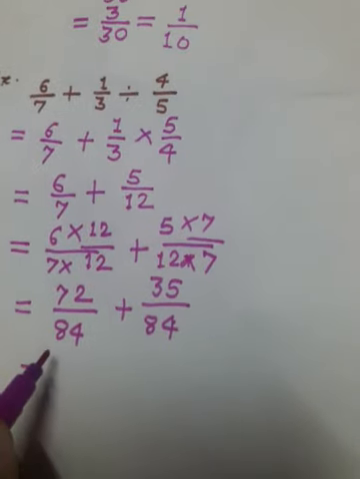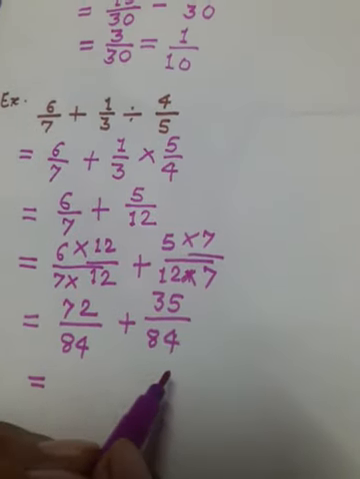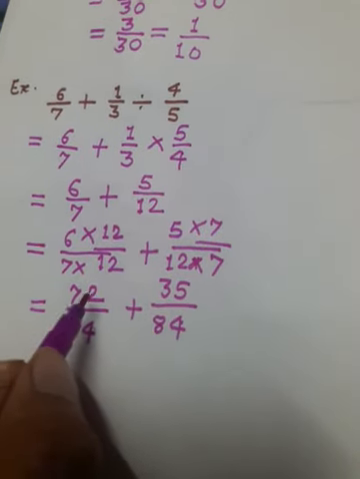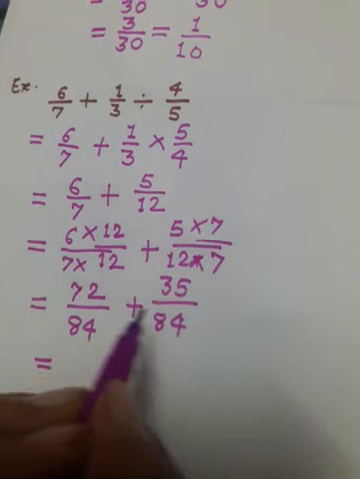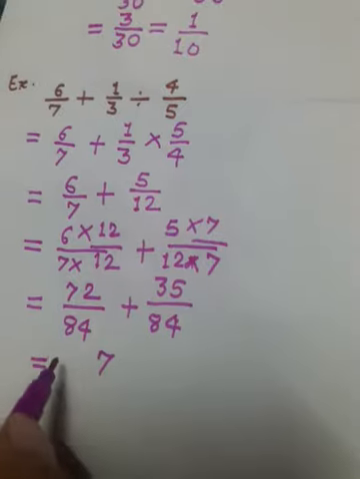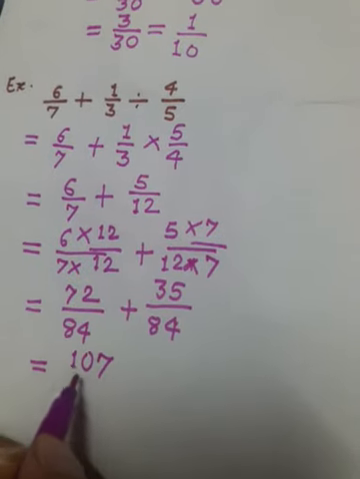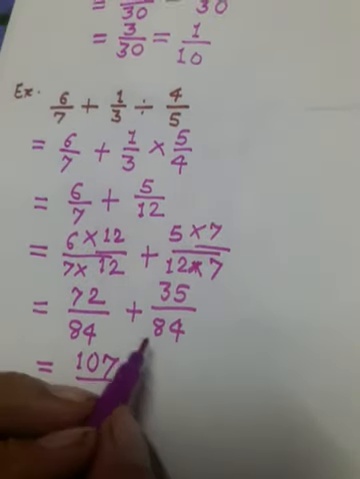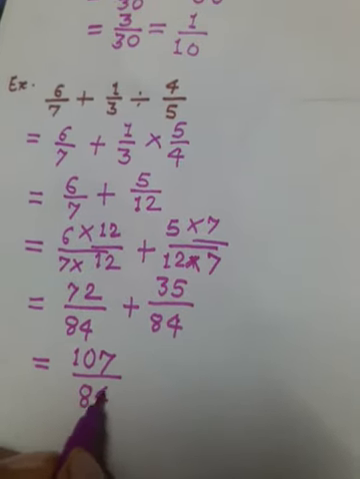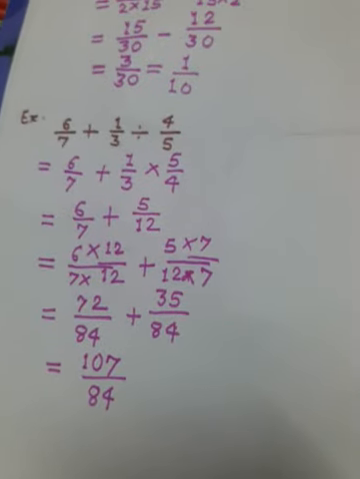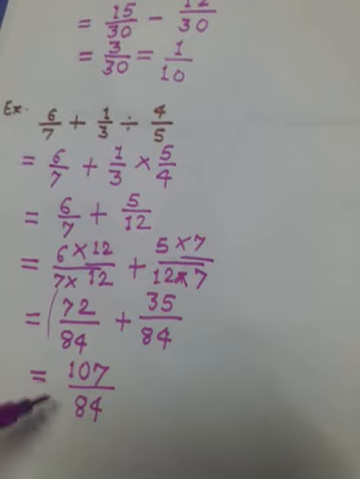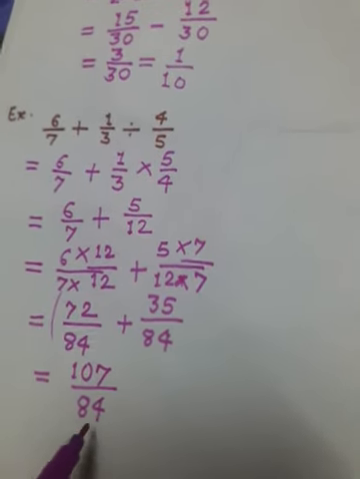72 upon 84 plus 35 upon 84. When adding like fractions, we add only their numerators. 72 plus 35 is 107, and the denominator remains the same, 84. 107 upon 84 is the answer of this expression. 107 upon 84 is the answer.